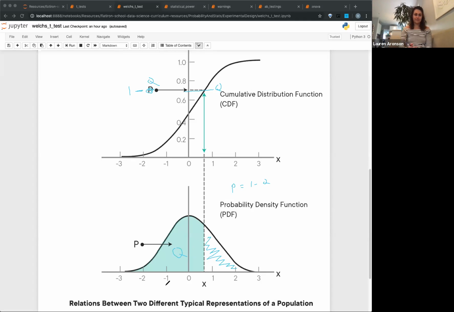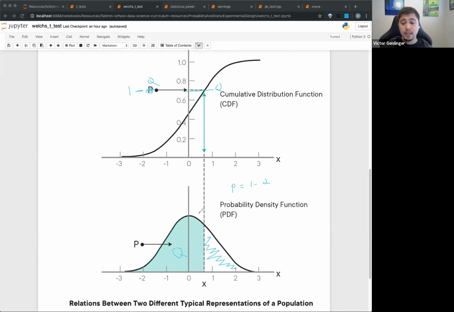Cool, no problem. So just know that this is how you would find the p-value directly from the t-statistic or from the t-distribution. This would represent your t-distribution, and this would be your t-statistic, which gives you essentially the area underneath the curve, which can then give you your p-value. So that's how we translate it.